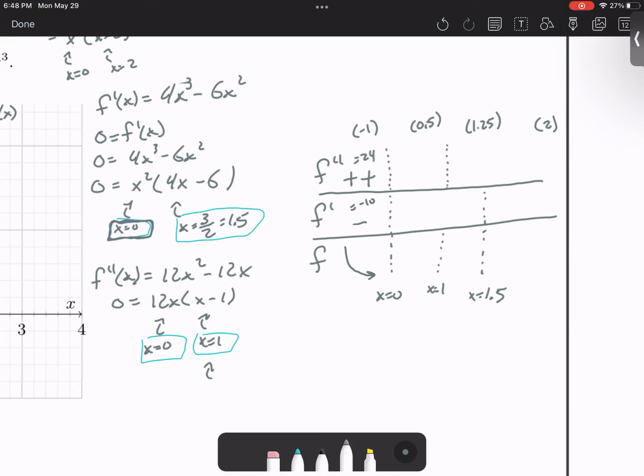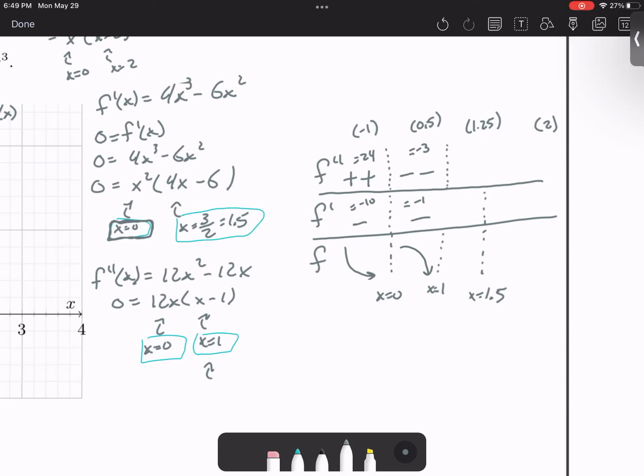All right, if we plug 0.5 into the second derivative, we get a -3. So negative. I know that I'm concave down. Now let's find the direction. If we plug 0.5 into the first derivative, we get -1. So it's negative. So I'm still decreasing, but now I'm concave down. It looks something like that.